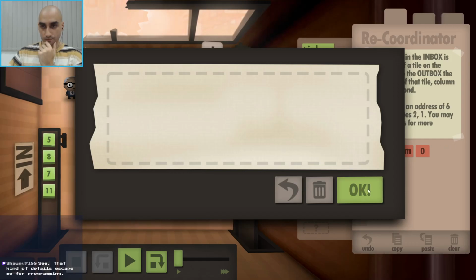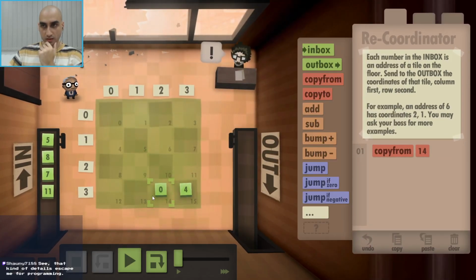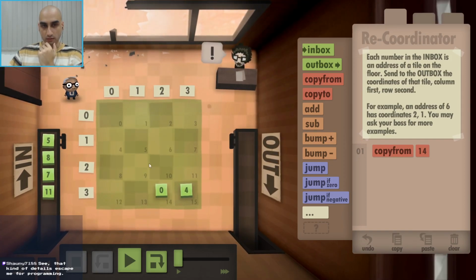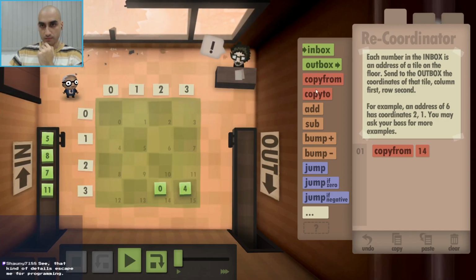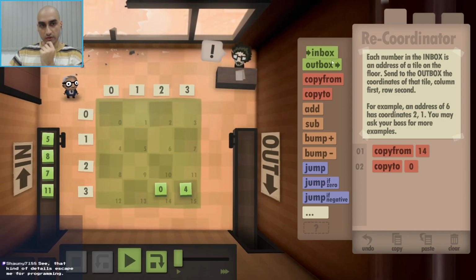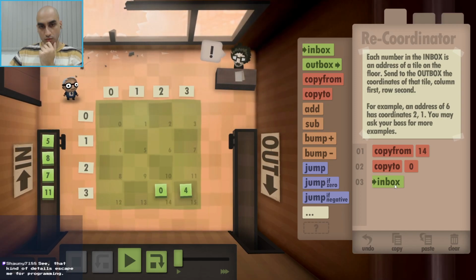So we need to pick up the count. Let's stick it somewhere. Let's put it here. So we're going to say, we're going to take our number.